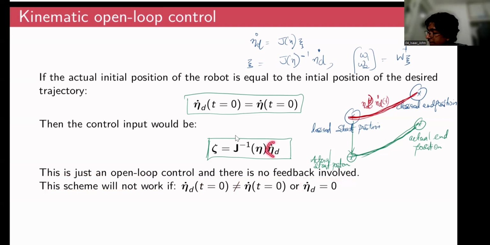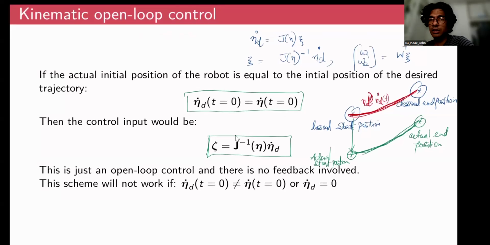Right? If eta desired dot is 0, like if there are no velocities, then zeta is always going to be 0. So there is no control input. So for set point controls, where the velocity of each point is not specified, this control law will not work because zeta is always going to be 0. There are specific cases where this controller can pull off motion planning, but it's very limited due to these constraints. So this is what a kinematic open loop control is all about.